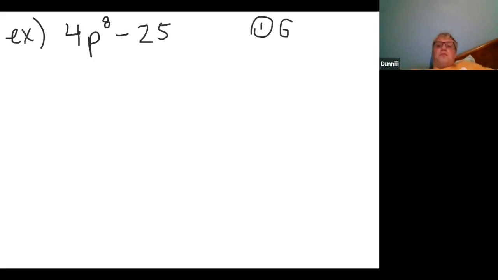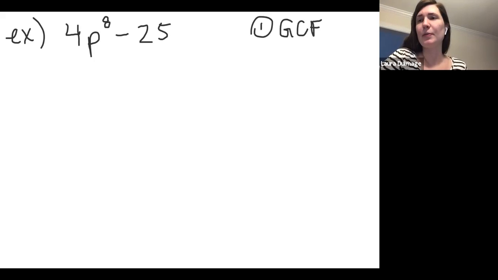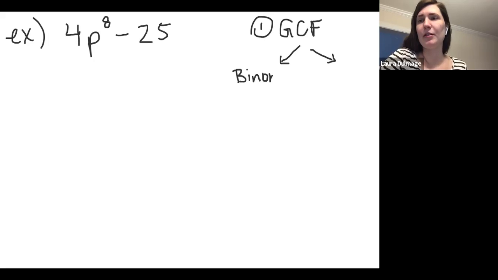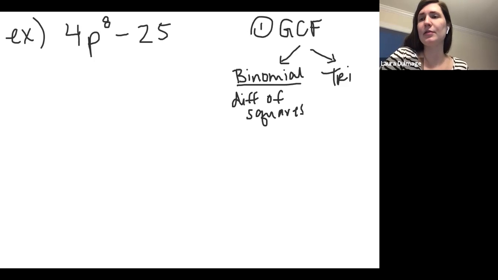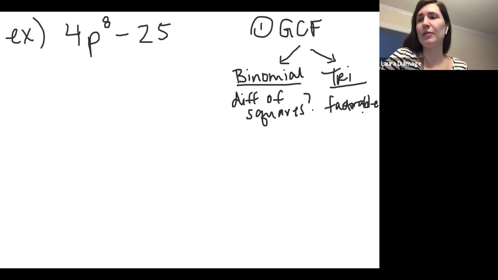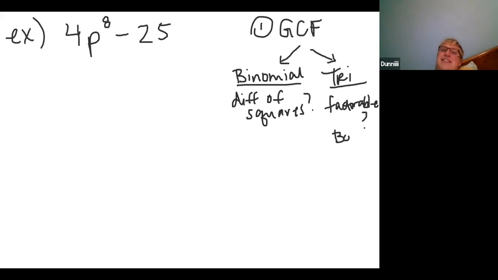So is this a trinomial? No, right? It's a binomial. So a binomial has the potential to be a difference of squares. Is this a difference of squares? Oh, no. Who can help him out? Yes. It is, right?